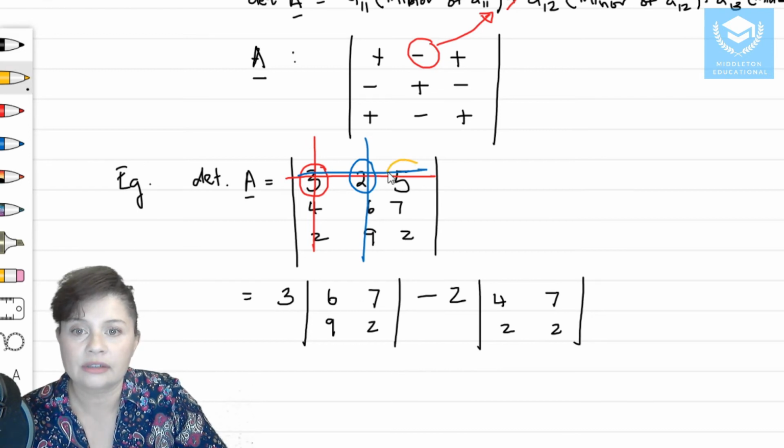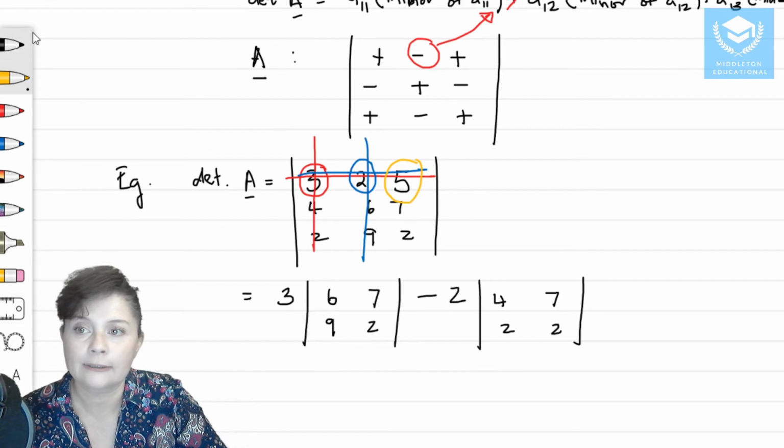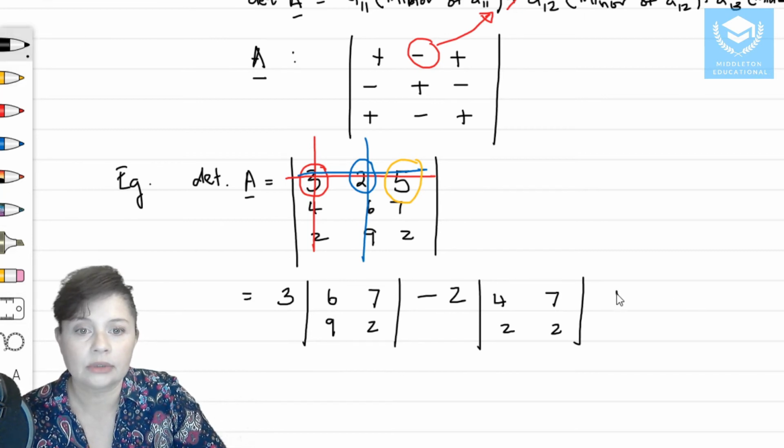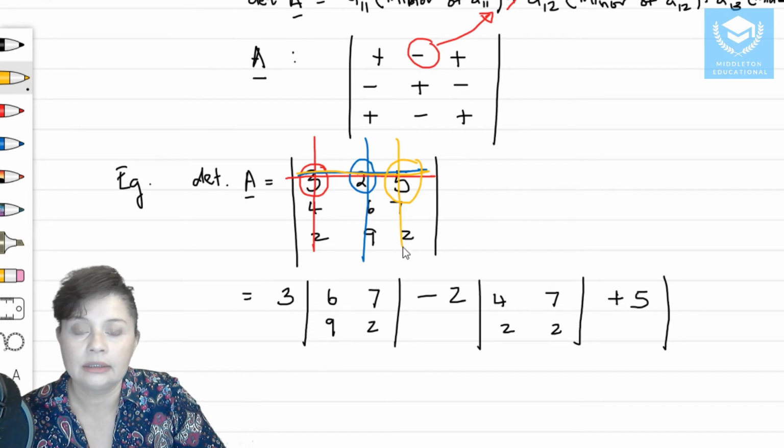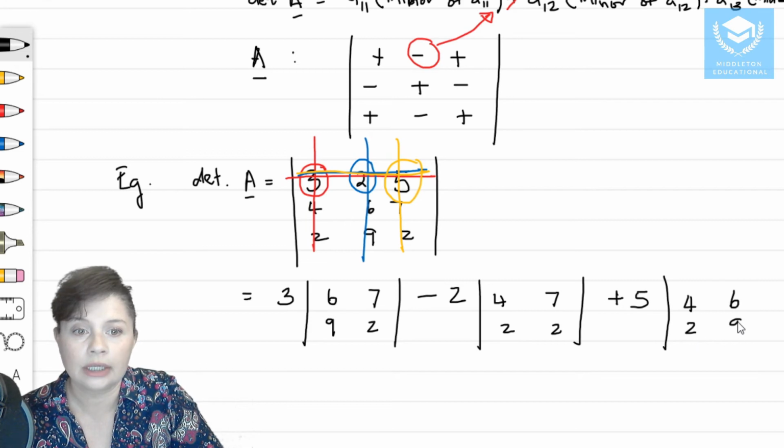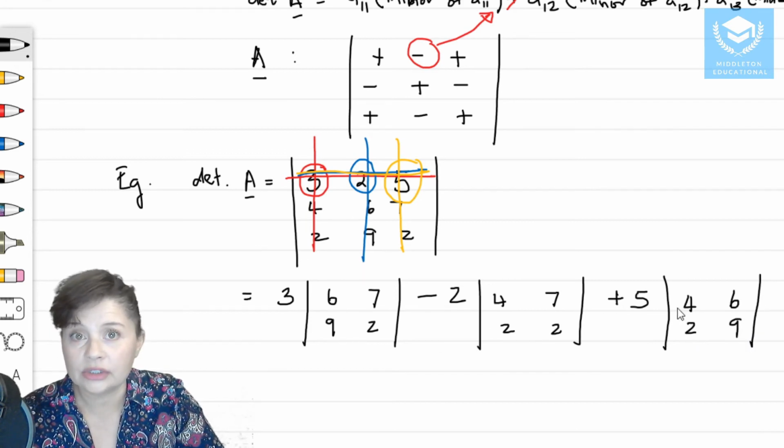The last one is the 5. The sign of the 5 is going to be plus. So it is going to be plus 5. And then if we put our lines through again, your minor is going to be everything that is not covered by that yellow. So that would be 4 and 6, 2 and 9. So that is what it's going to be.